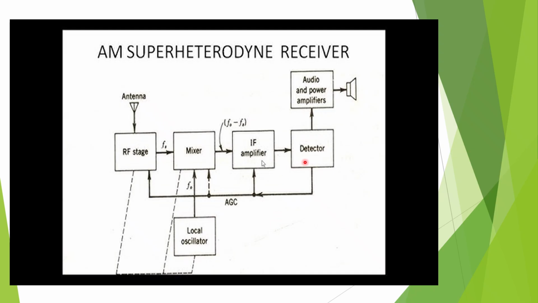The output from the IF amplifier is given to the detector. A diode detector is used here. The output from the detector is low frequency, so a little amount is taken by the AGC, that is automatic gain control, to the IF amplifier, mixer and RF amplifier, so that it can maintain a constant output voltage. The output from the detector is weak, so it is amplified using the audio and power amplifier, and then the signal is given to the speaker.